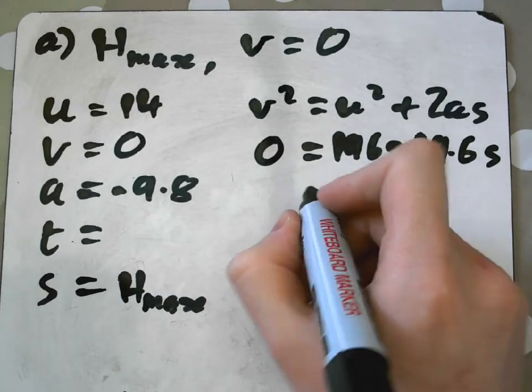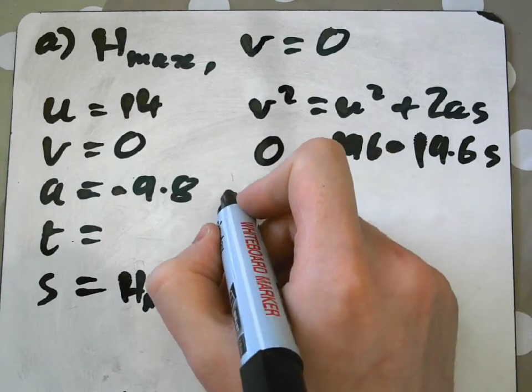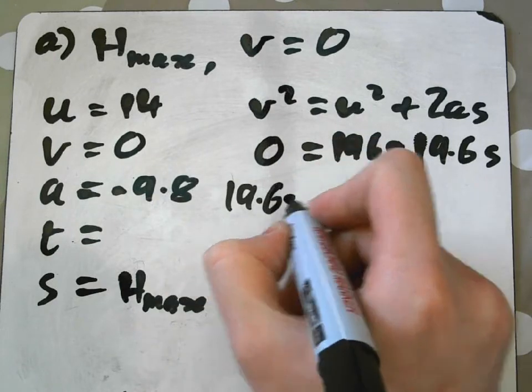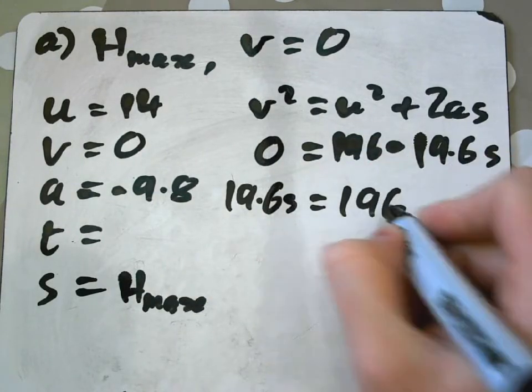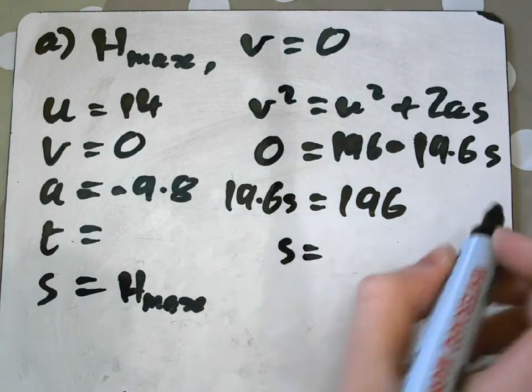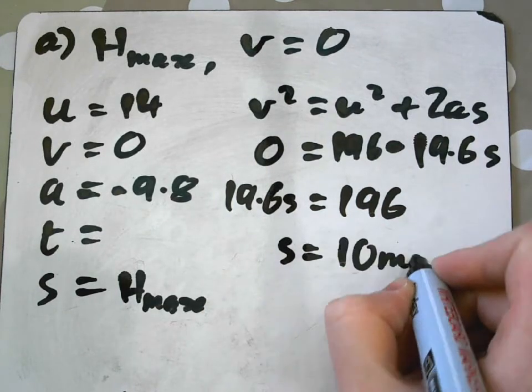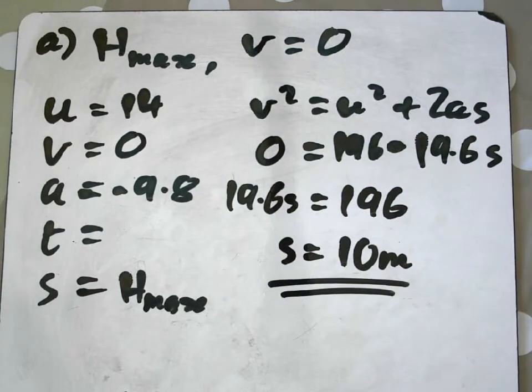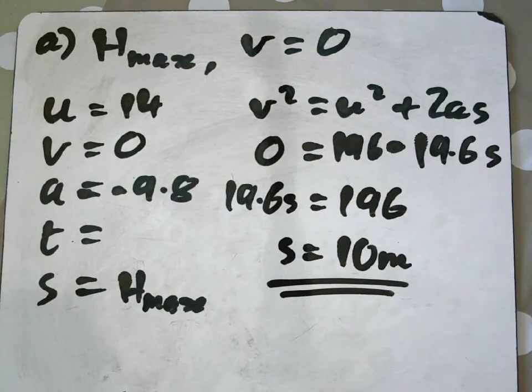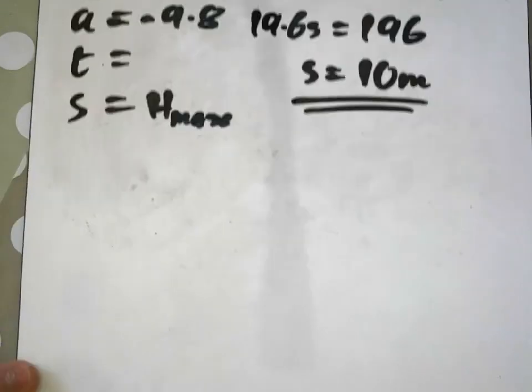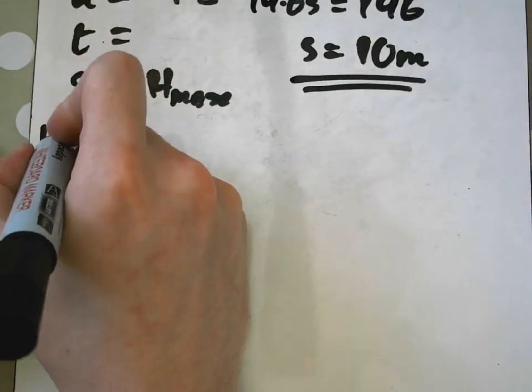Okay. What we're then going to do is simply do a bit of rearranging. 19.6s equals 196, and so we divide through and we discover that s is 10 meters. Okay, nice and simple, nothing too complicated there. Okay. Part B is where we have to do a little bit more thinking.